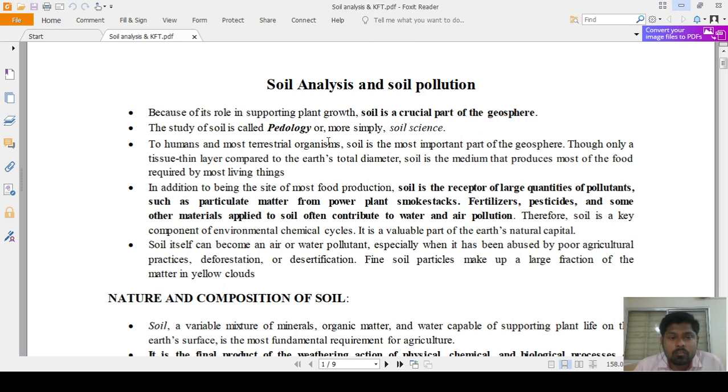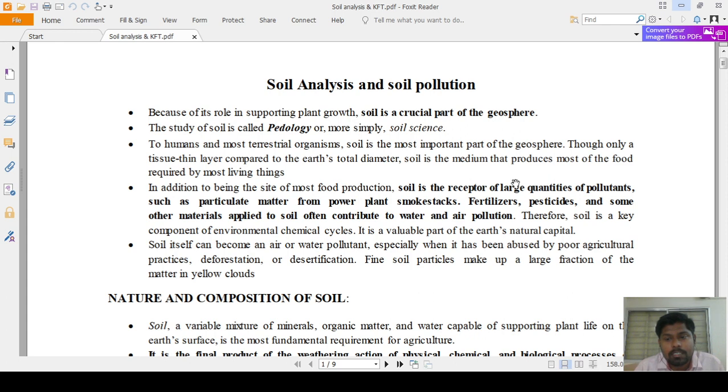To humans and most terrestrial organisms, soil is the most important part of the geosphere, as I already told you. Though only a tissue-thin layer compared to the Earth's total diameter, soil is the medium that produces most of the food required by most living things. Soil is used for agricultural use. That means most of the food, plants and vegetables are grown in the soil. That is the main use of soil.